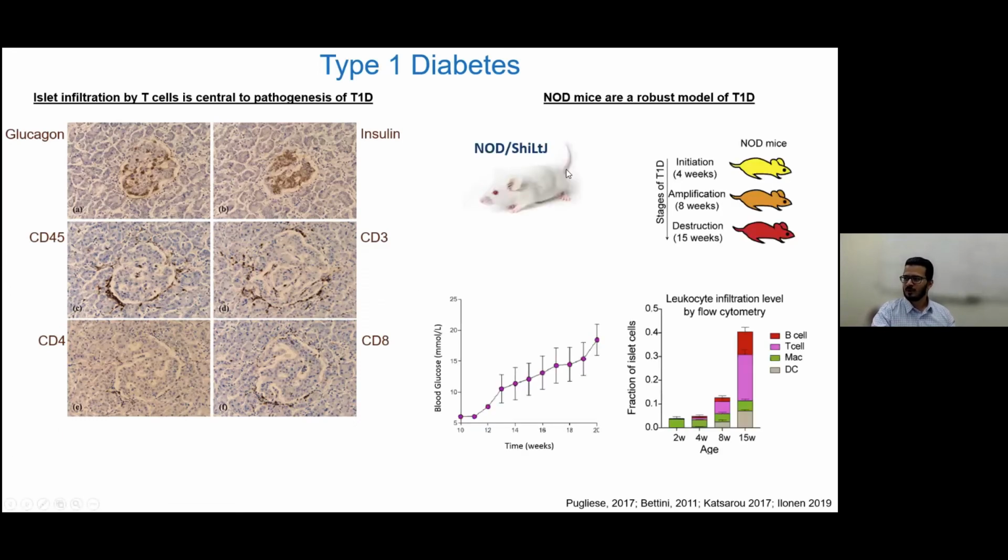So in my lab, we're using non-obese diabetic or NOD mice as a model for type 1 diabetes. NOD mice are a quite robust model of autoimmune diabetes, where by anywhere between 12 to 16 weeks, mice spontaneously develop autoimmune diabetes, and it's mediated by leukocytes infiltrating the islets. And over time, you can see here that there is an increasing infiltration of T cells in the pancreatic islets of NOD mice.